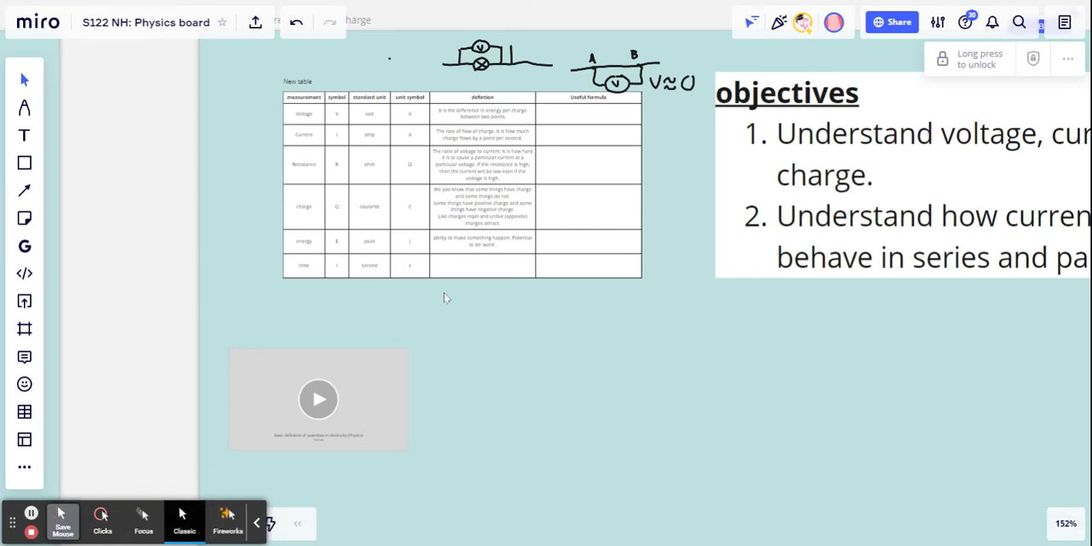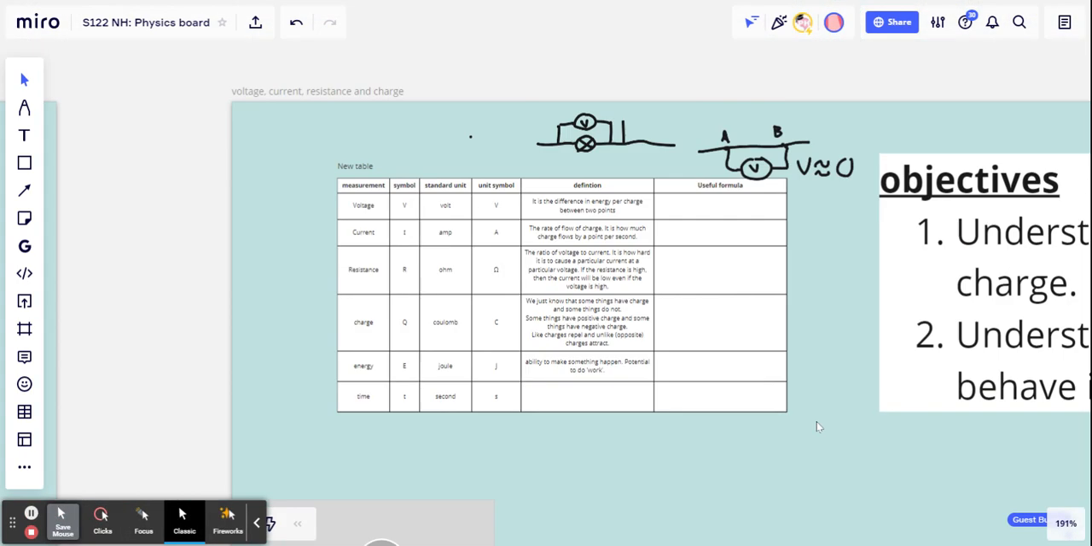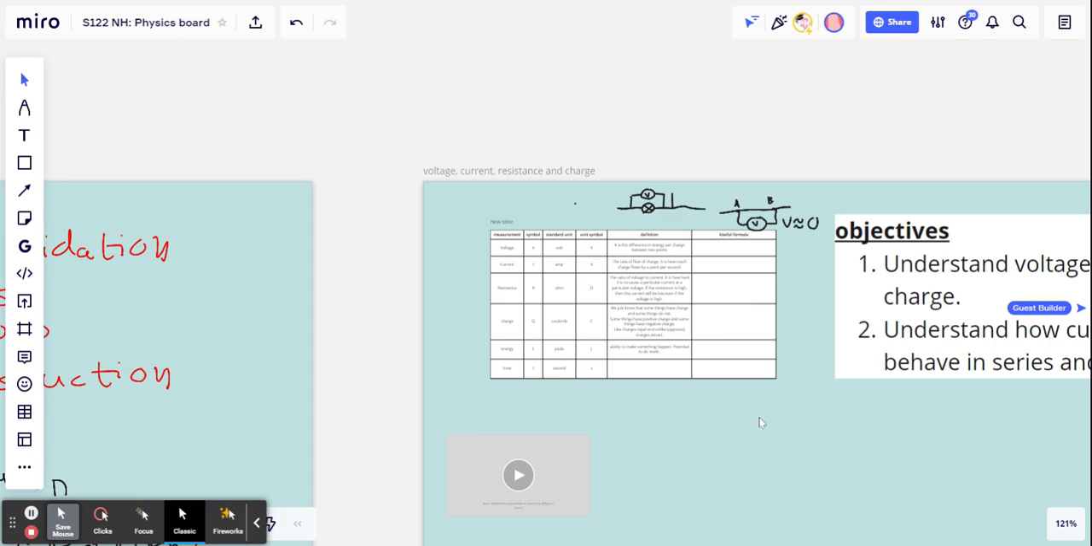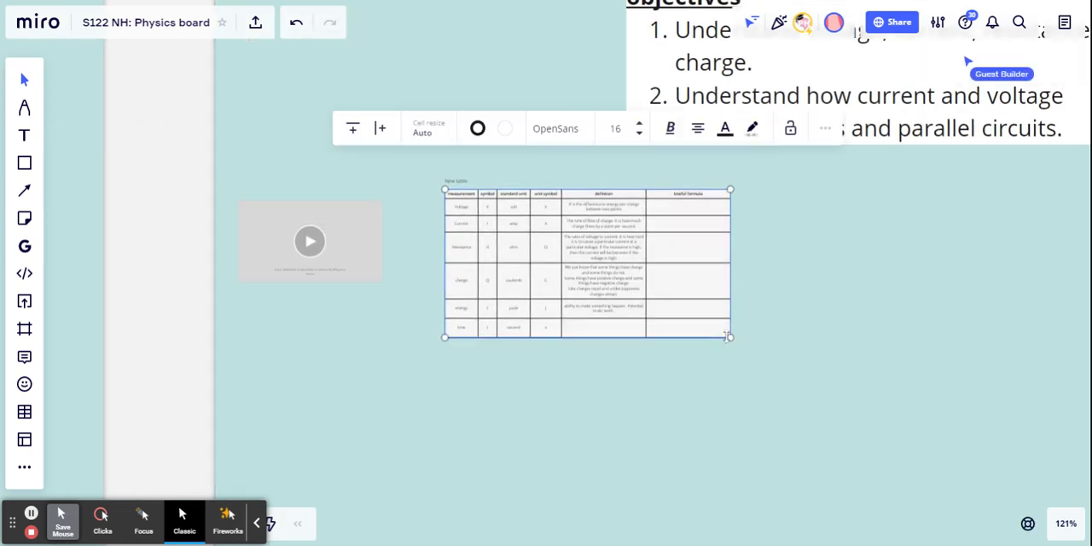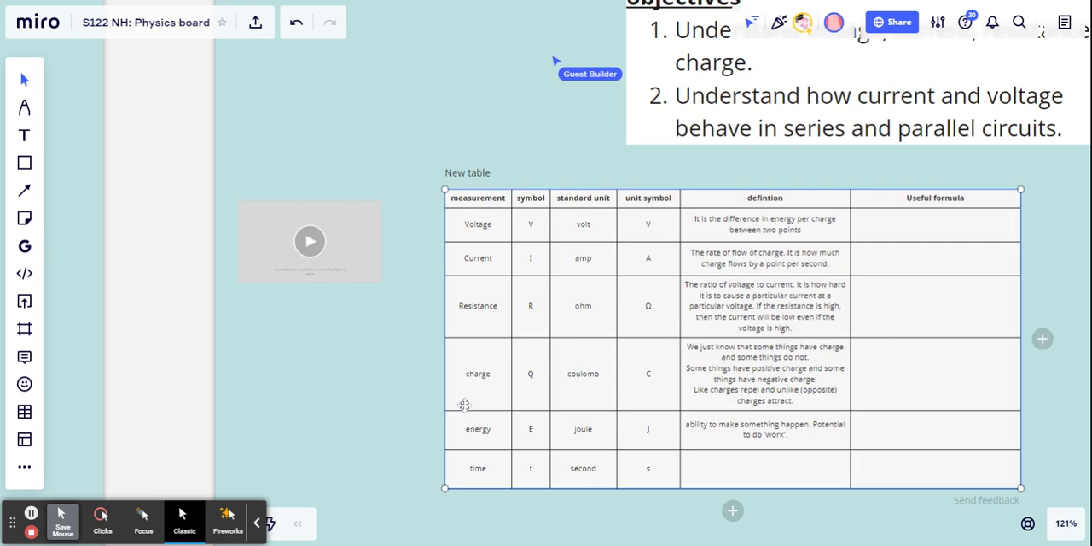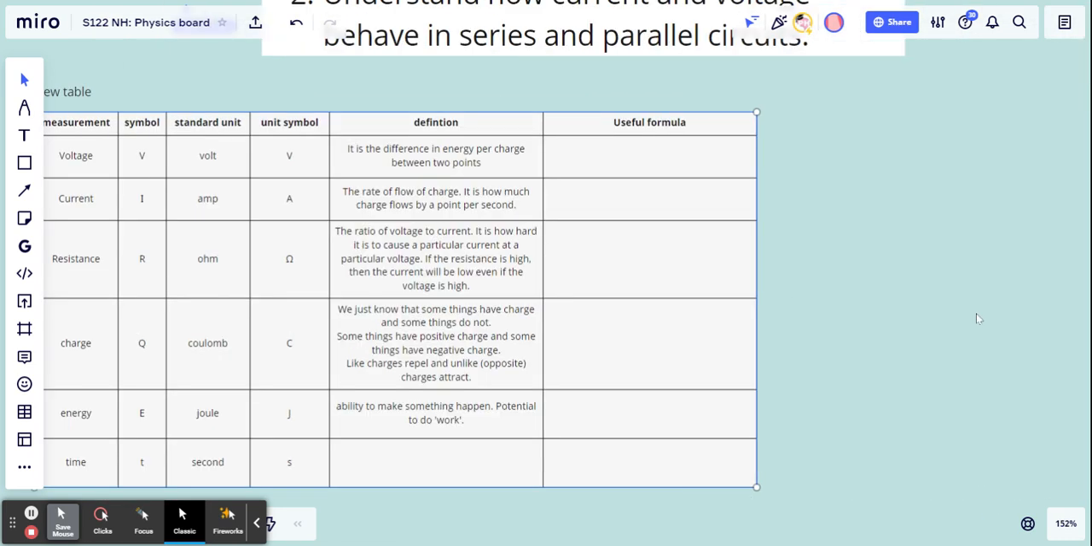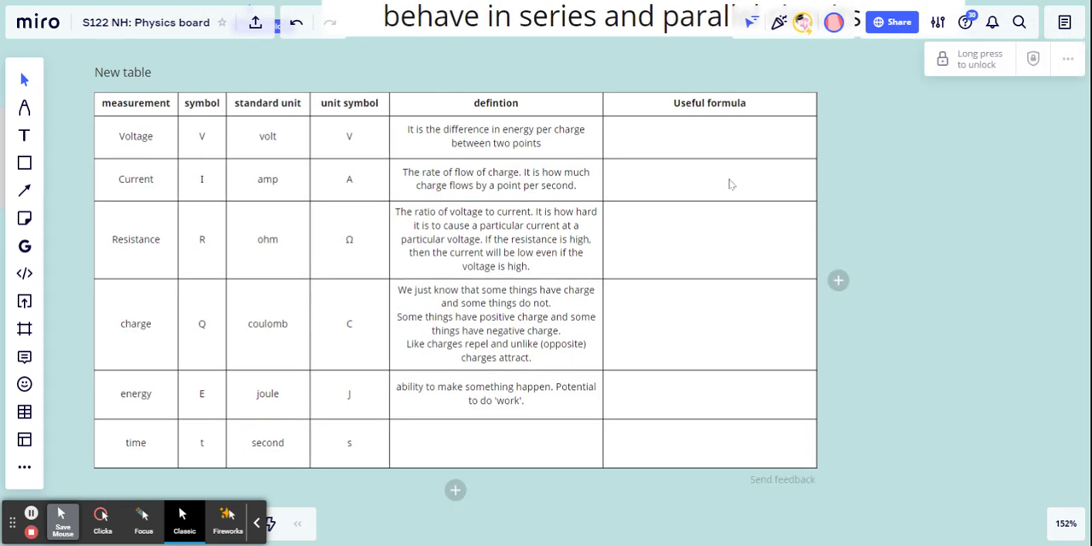Okay, so now we've got the basic definitions of each one, we can use these definitions to identify what the formula will be. I'm actually going to make this table a little bit bigger so we can have a bit more space to write on. So let's start at the current.